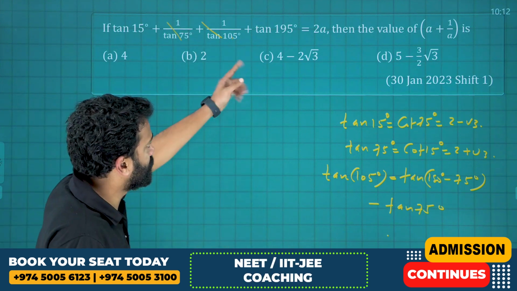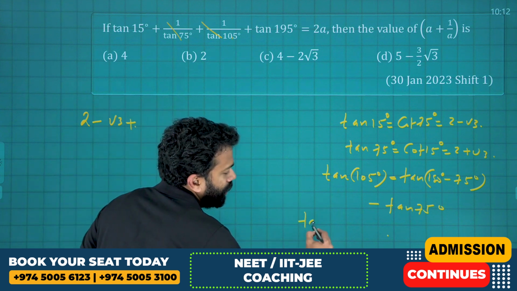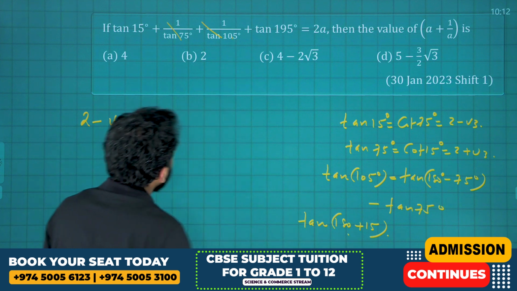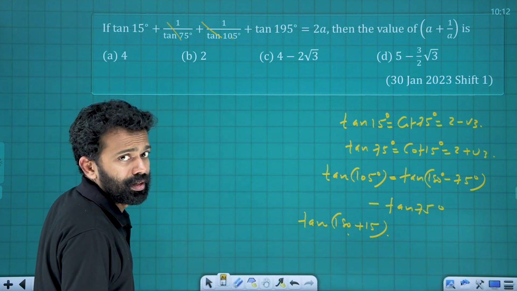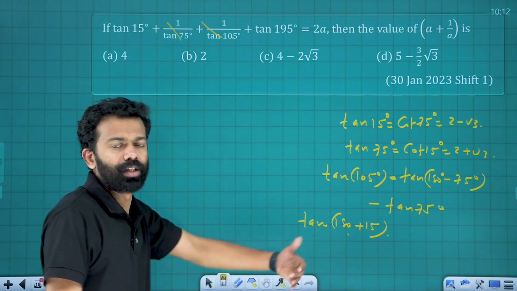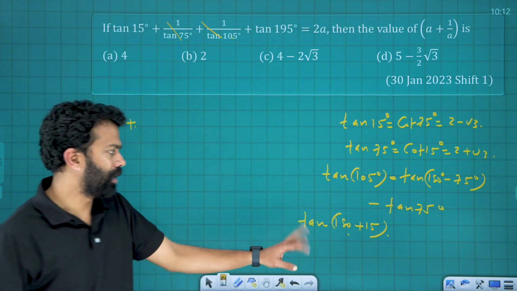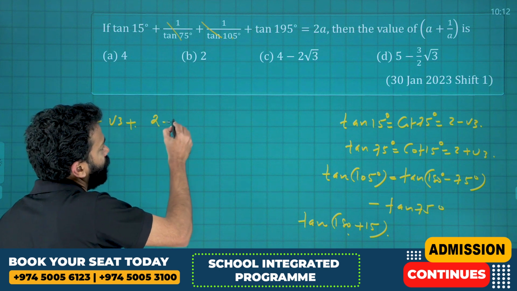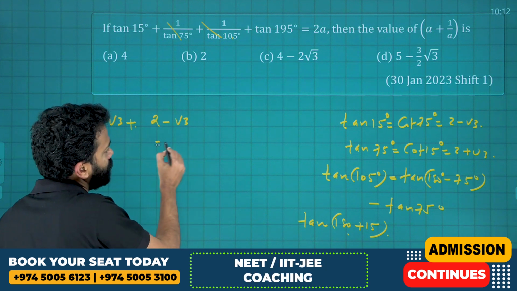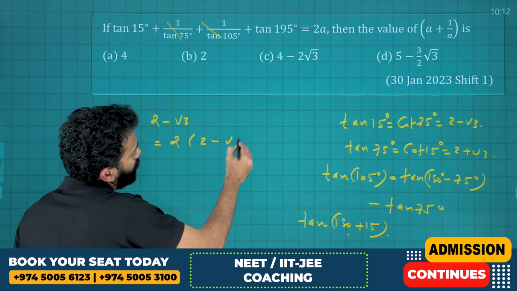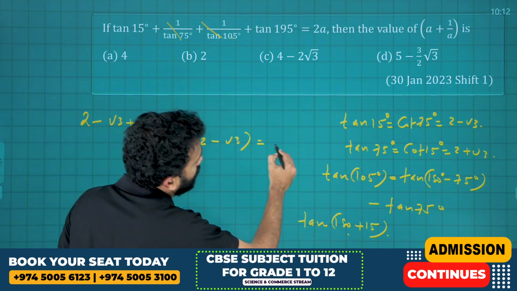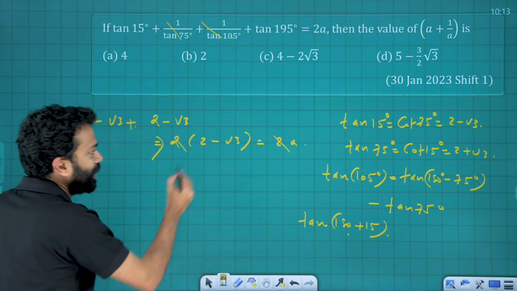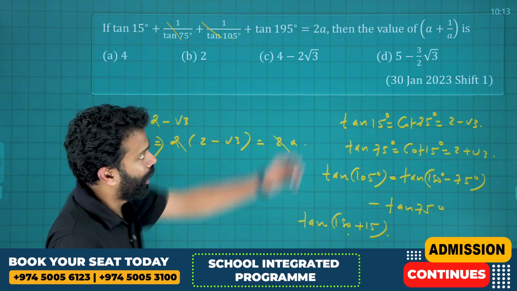Plus tan 195. For tan 195, we can write it like this, tan of 180 plus 15. And what is tan of 180 plus 15? 180 plus means pi plus. Pi plus means it lies in the third quadrant, therefore it will be equal to tan 15. We can write it here, tan 15. And what is the value of tan 15? 2 minus root 3. So, this becomes 2 into 2 minus root 3. They already stated that it is equal to 2a. Just cancel this and this. That's the answer. So a is equal to 2 minus root 3.